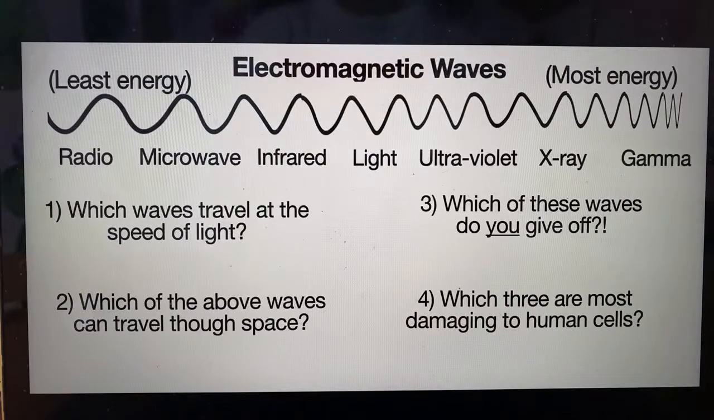Question 1, which of these waves, radio, microwave, infrared, light, ultraviolet, X-ray and gamma, travel at the speed of light? Question 2, which of them can travel through space? Question 3, which of these waves do you give off? I should have said humans, like it's not personal to you. And 4, which 3 do you reckon are most damaging to human cells? So I think 2 of those you're going to know, and 2 of them you're going to have to give me a good guess. Questions 3 and 4, obviously it's more than one. In fact, both of them, it's 3 actually.